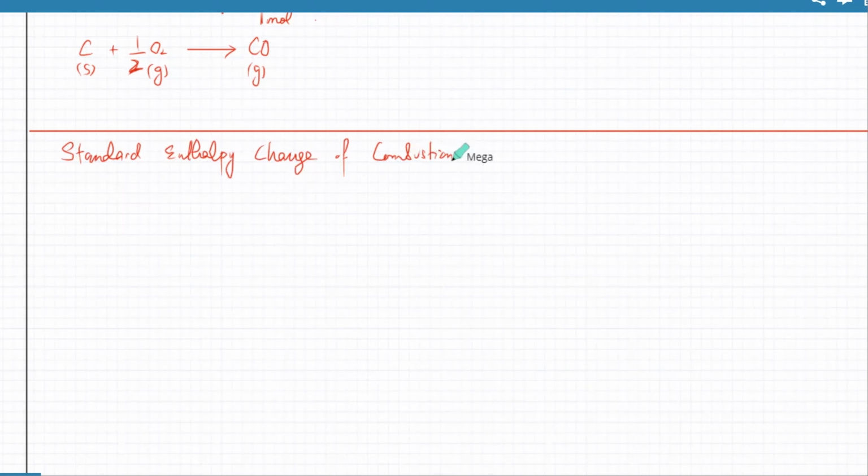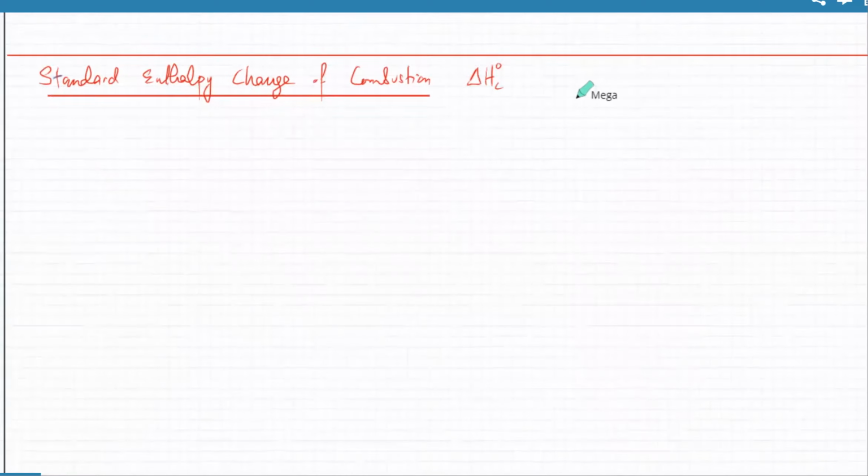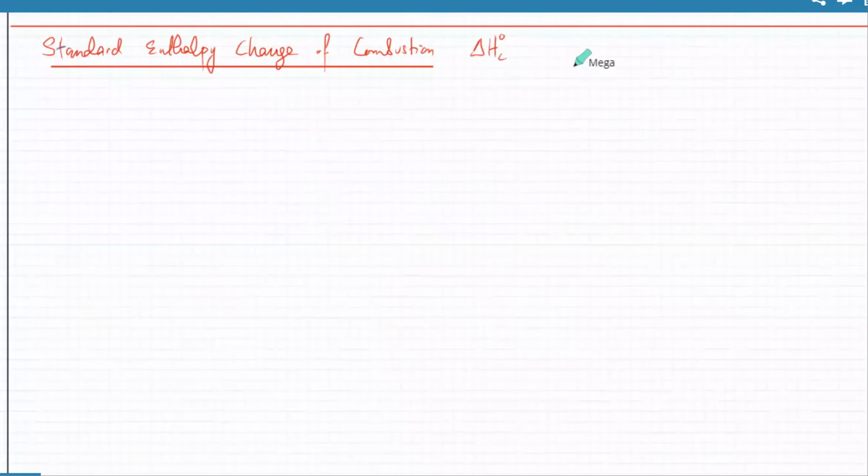So now what happens in this? The symbol is, again, the label is given to you, this is delta HC. Delta HC. So the label is assigned so that you don't have to talk about the equation. So you don't have to mention the whole equation.